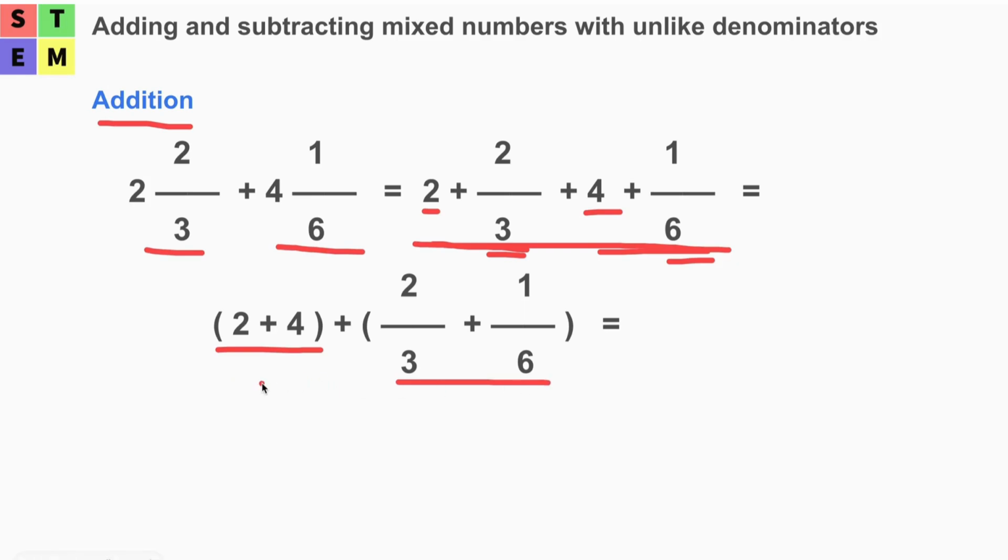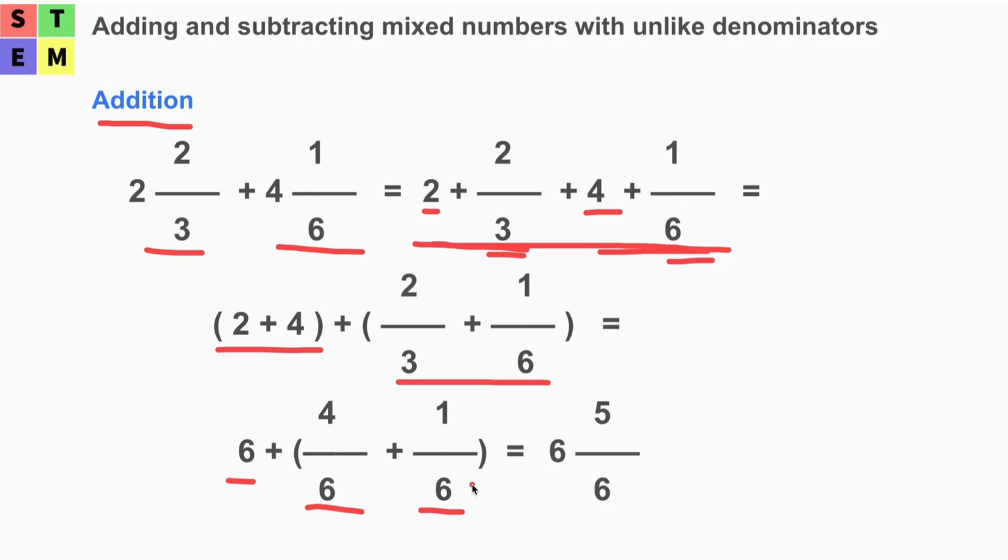So we have 6 here, plus we calculate the least common denominator. I'm not going to talk about the least common denominators here. It's in my previous video. Please go ahead and take a look at those. But we have 6 plus 4 over 6 plus 1 over 6. And then we have 6 and 5 over 6. So that's the result of the addition.